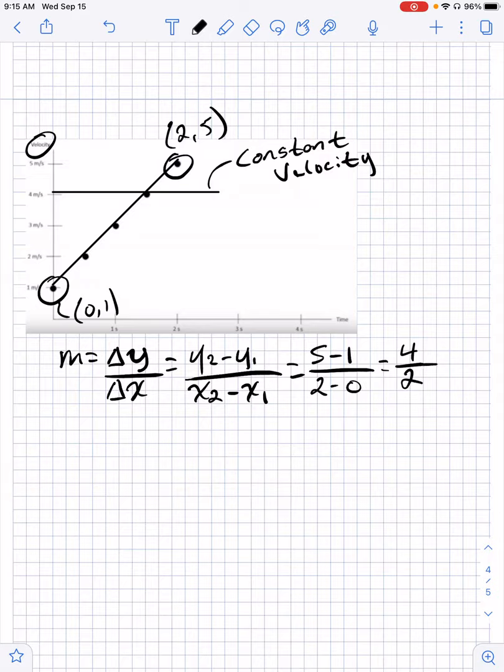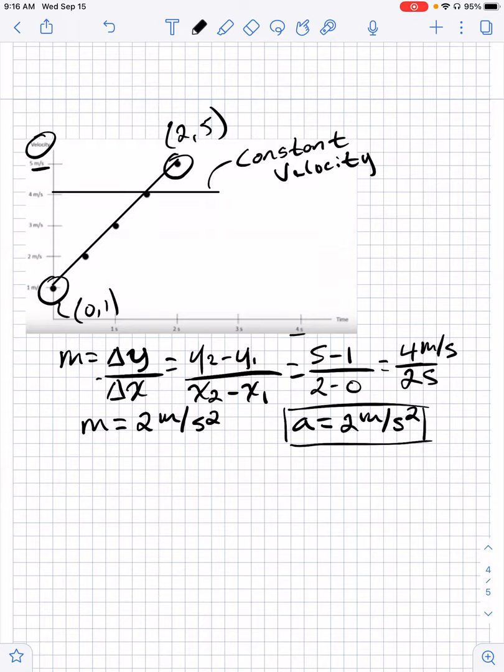Because we're in physics. So the 4, that's my y, and if you look at the units, it's meters per second. So 4 meters per second. And for the 2, for the x-axis, we're graphing seconds. So over 2 seconds. And so the answer here for the slope is equal to 2 meters per second squared. And if you remember from our equation, that is the unit for acceleration. So my acceleration is equal to 2 meters per second squared.